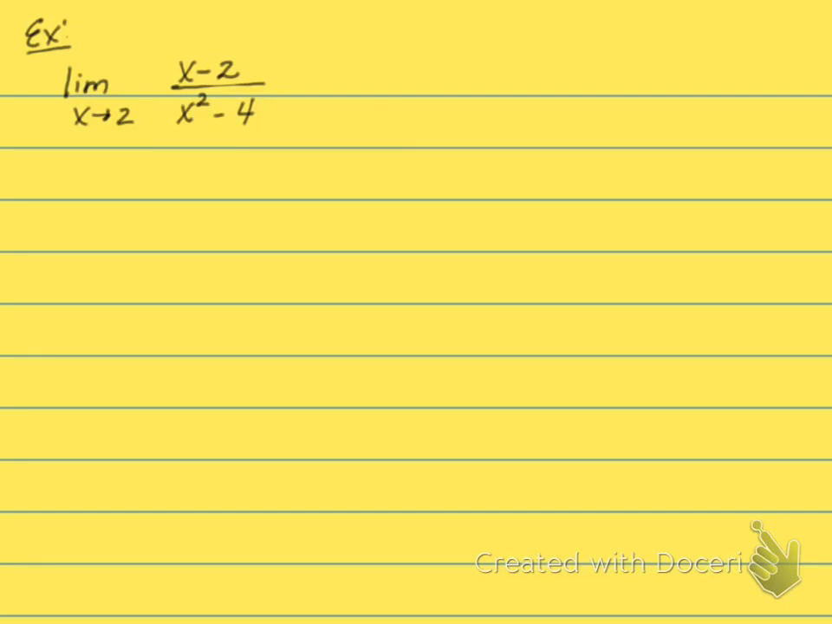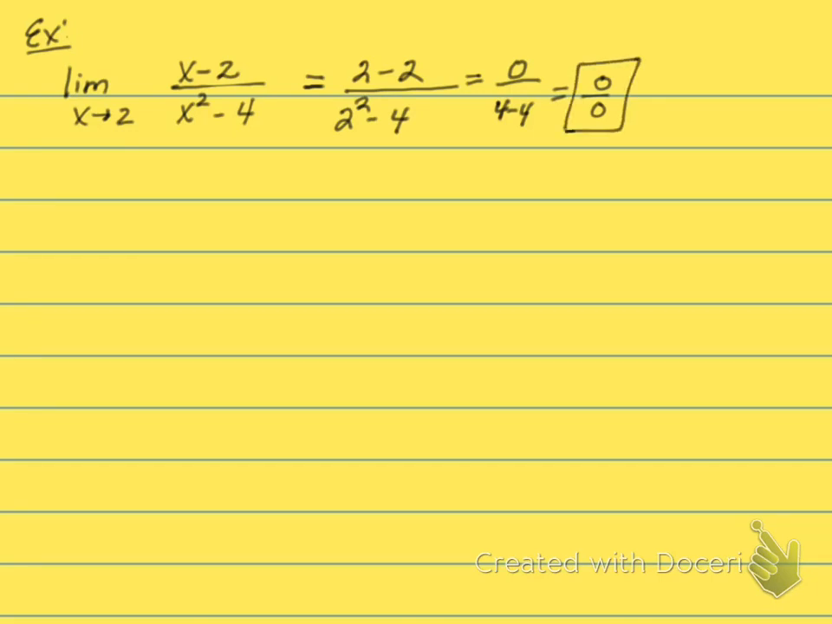So I have the limit as x approaches 2 of x minus 2 over x squared minus 4. So the first thing we're going to do is direct substitution. So I'm going to substitute 2 in for x. So I have 2 minus 2 over 2 squared minus 4. And that's going to give me 0 over 4 minus 4, which is 0 over 0. So this is indeterminate form.